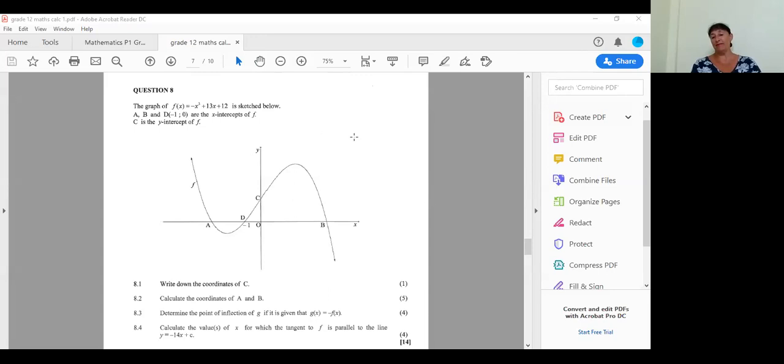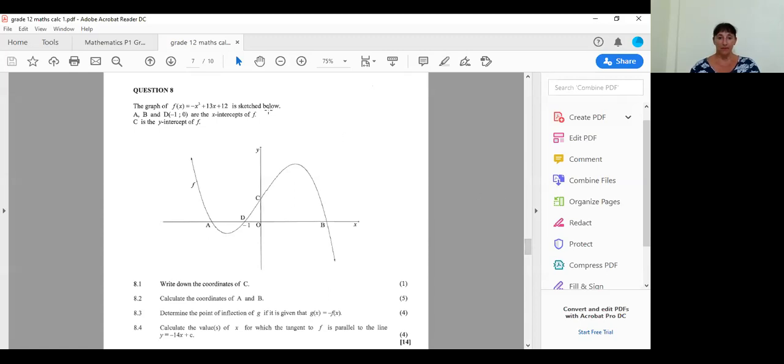I've chosen two long calculus questions, and I think they are quite useful questions because these are the types of intricate ones that come up in final papers. This is actually from a past paper.